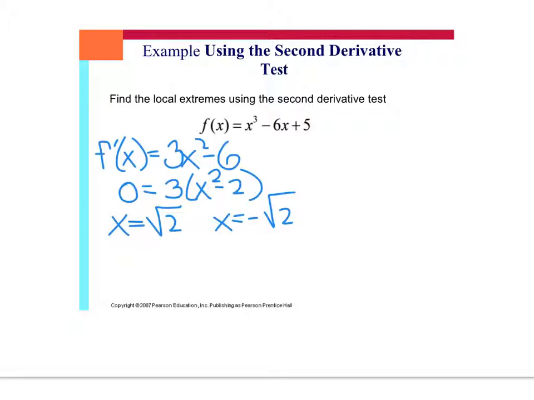Make that negative a little bigger. Now, according to the second derivative test, we've calculated the critical points. Now, if we look at the second derivative and substitute those values in, we can determine whether the values are max or mins.